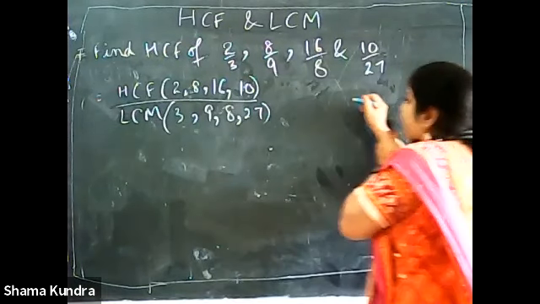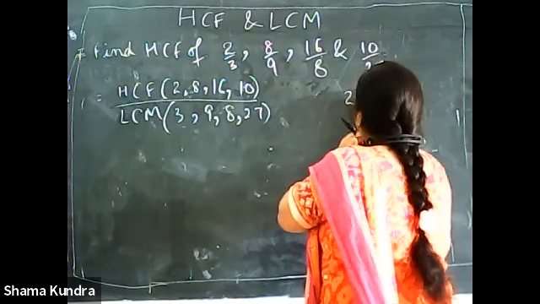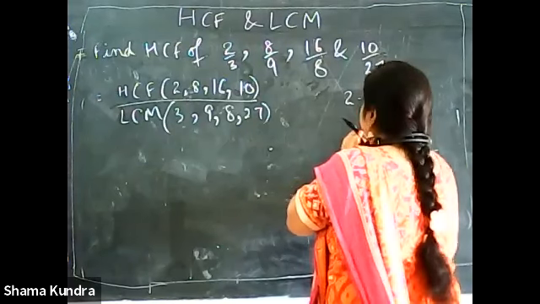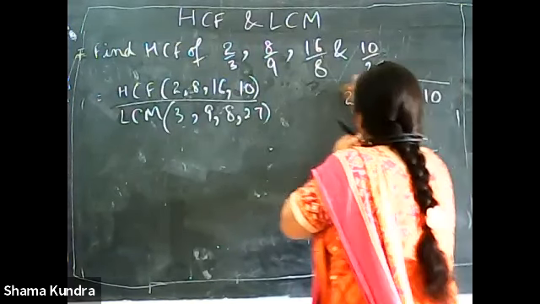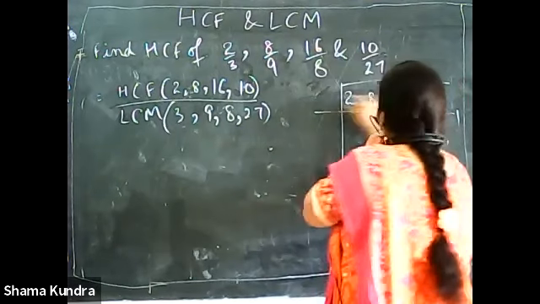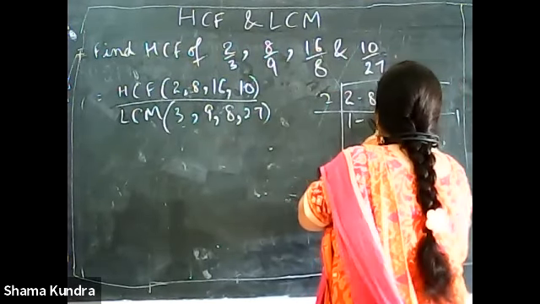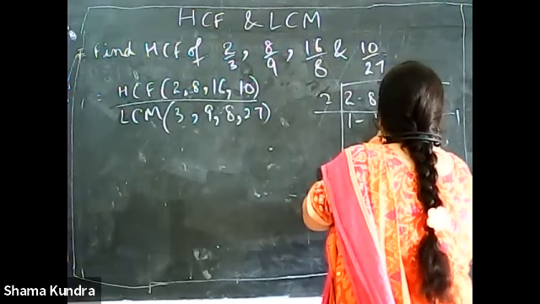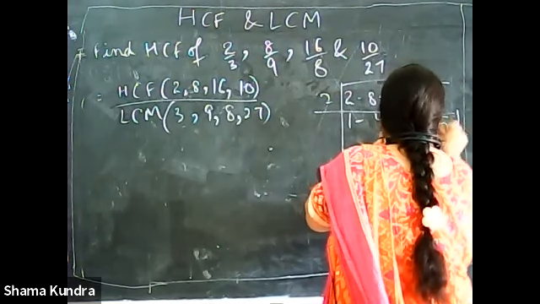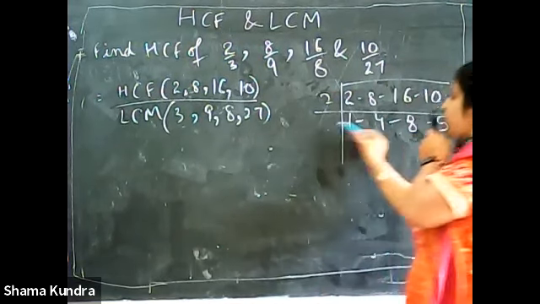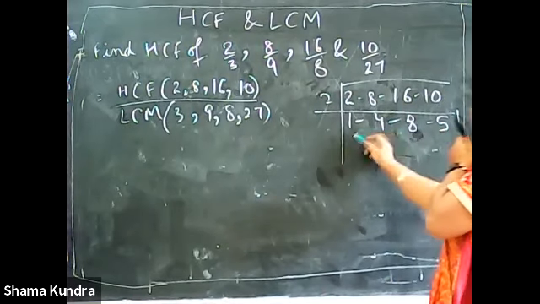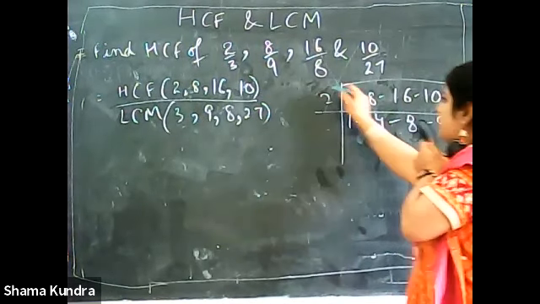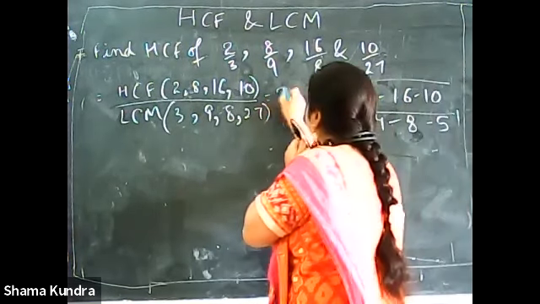Now how can I find the HCF? For the HCF of 2, 8, 16 and 10, simply divide by 2: 1, 4, 8, 5. So there is no number which can divide all these numbers. So the HCF is 2.